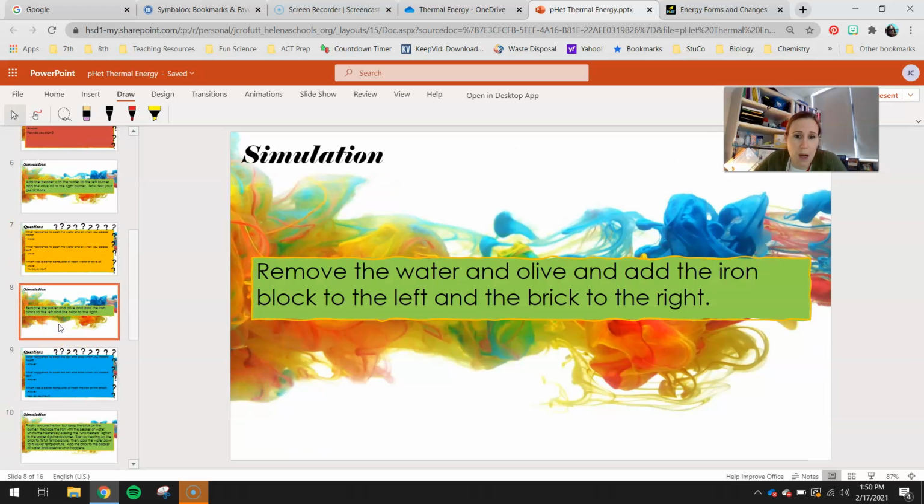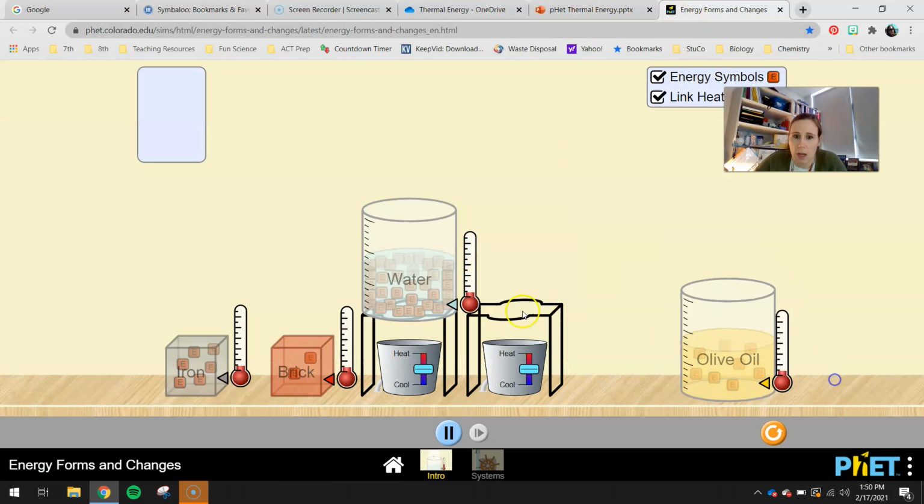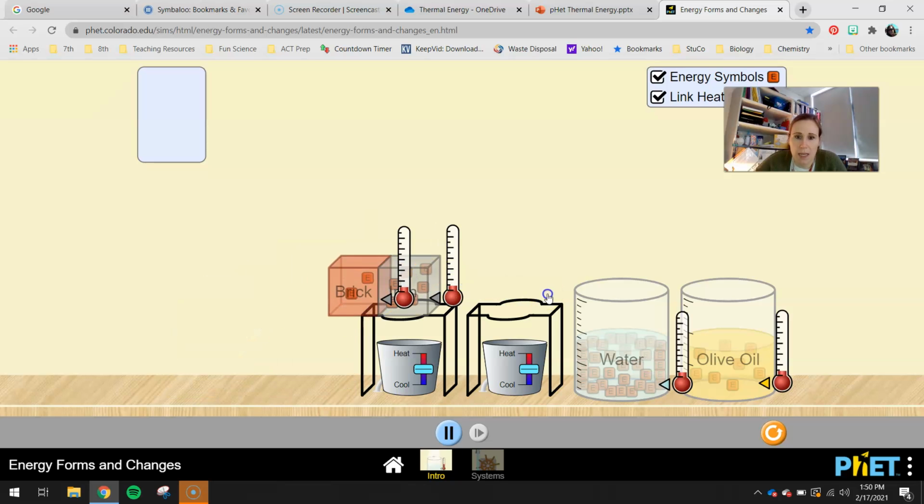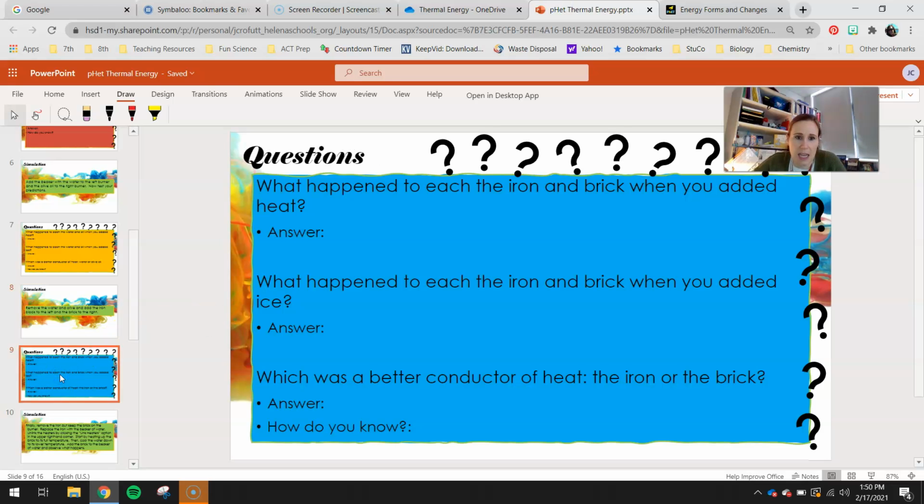Okay, moving on to the next part. Remove the water and olive oil and then add an iron block to the left and a brick to the right. So these two are off. Iron to the left, brick to the right, and go ahead and test these.